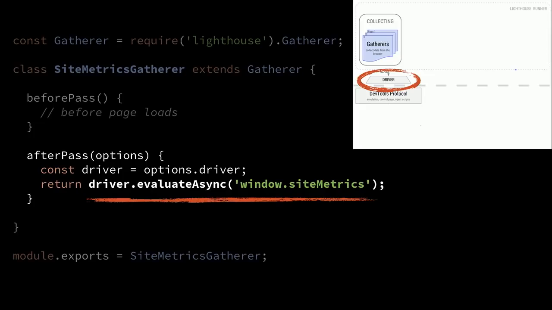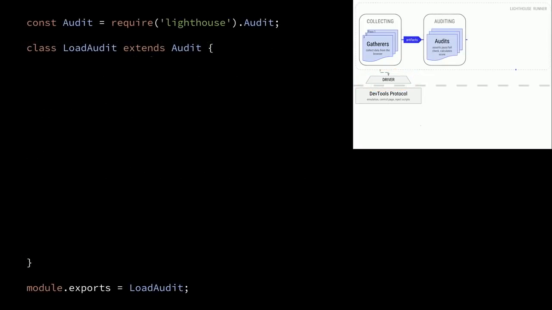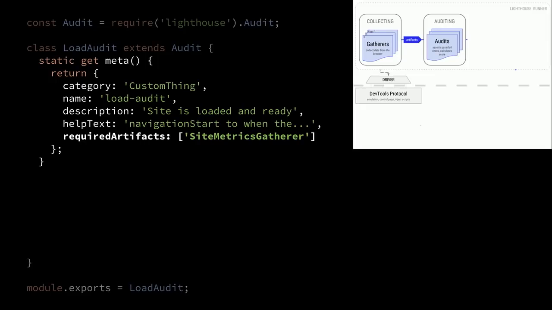OK, so now let's go on to the next stage and actually audit our result. Just like gatherers, every audit extends from the audit base class. And audits need a little more bookkeeping. They have this meta object, which tells Lighthouse what to do with this, how to categorize it when it puts it into a report, what help text and description to use to tell your users how to fix this or something like that.